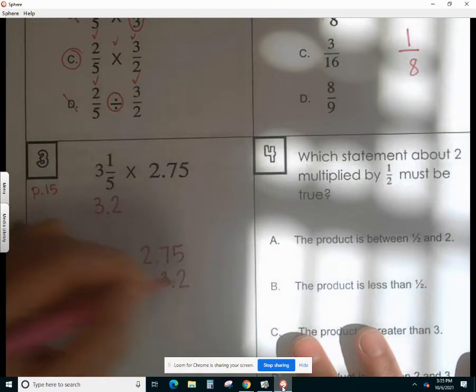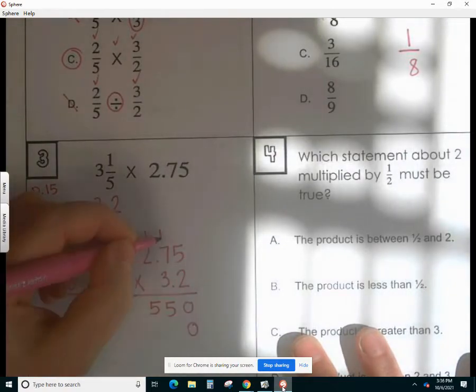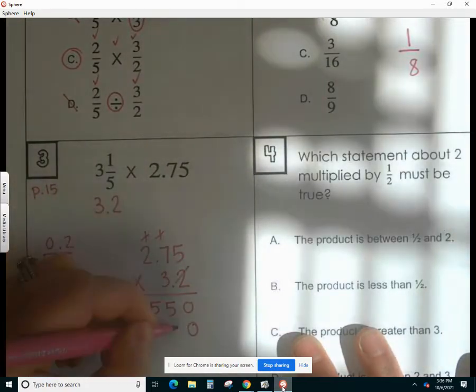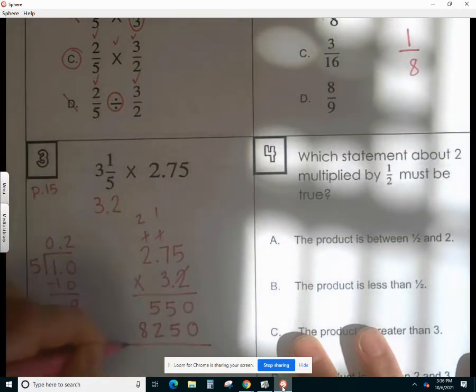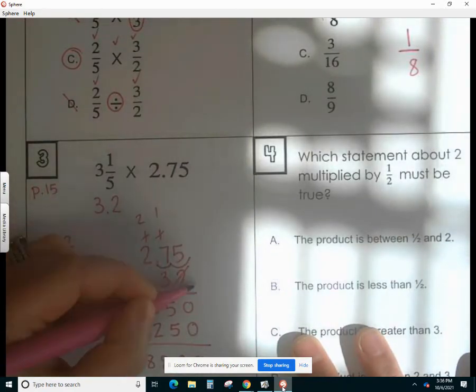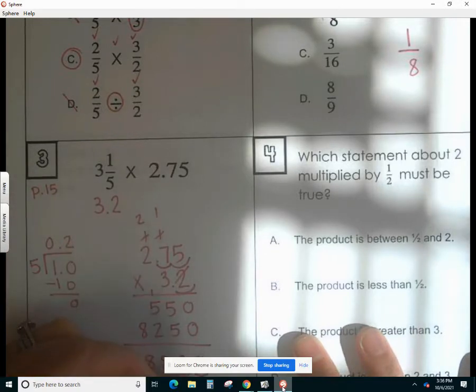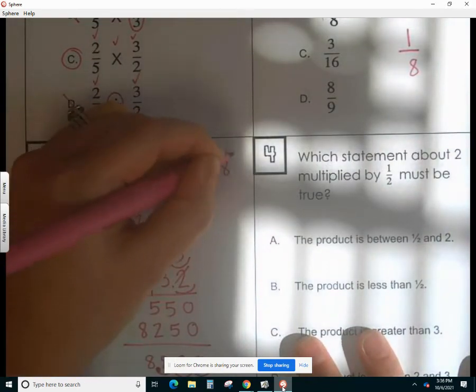We have to put the one with the most digits on top. Got first line, placeholder 0. We're done with all of these. When I add them up, I get this. I have to count. There's 1, 2, 3 decimal places in the problem, so I need 3 decimal places in my answer. We don't really need these last 2 zeros, so technically our answer here is 8.8.